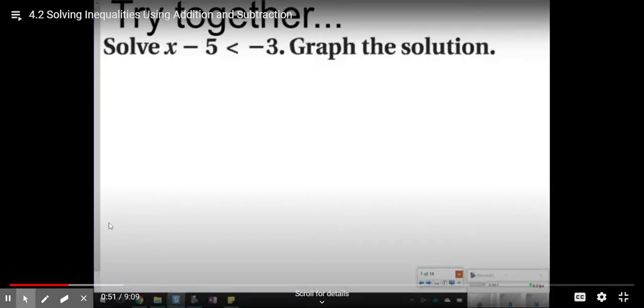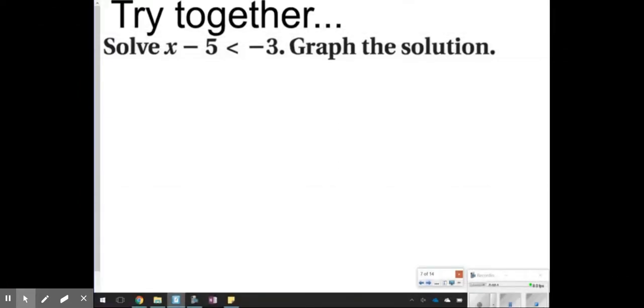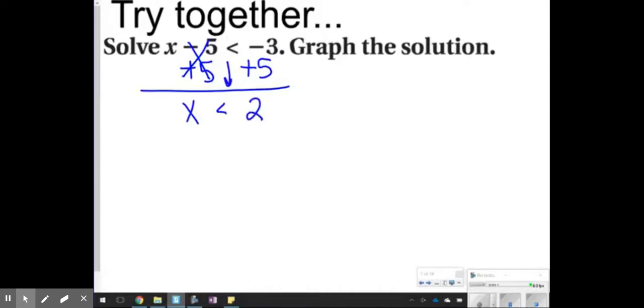It says x minus 5 is less than negative 3, and then graph the solution. As I'm seeing that x is still on the same side as negative 5, what I'm going to do to get those away from one another is add 5 to both sides. These two 5s will cancel out, so all I'm left with is x. I bring down my less than symbol, and negative 3 and a positive 5 make a positive 2, so my solution will be x is less than 2.